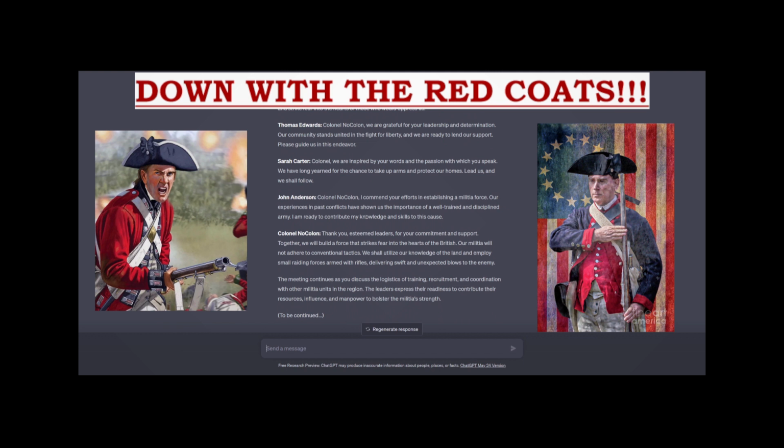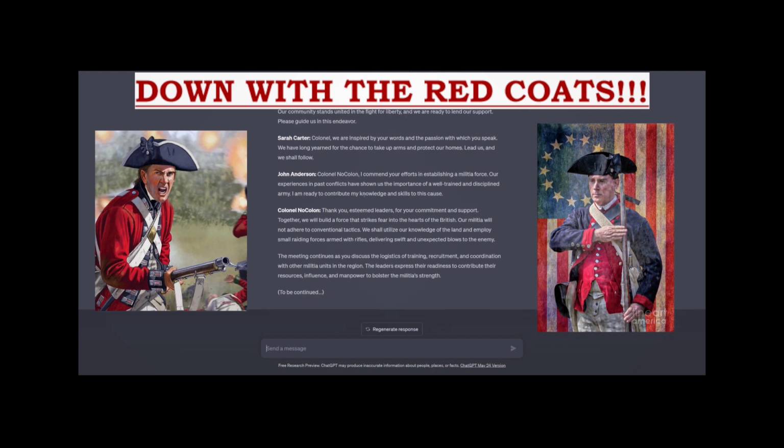In sport, they're going to build a force that strikes fear into the hearts of the British. Our militia will not adhere to conventional tactics, utilize our knowledge of the land, and employ small raiding forces armed with rifles, delivering swift and unexpected blows to the enemy. The meeting continues to discuss the logistics of training, recruitment, and coordination with other military units in the region.